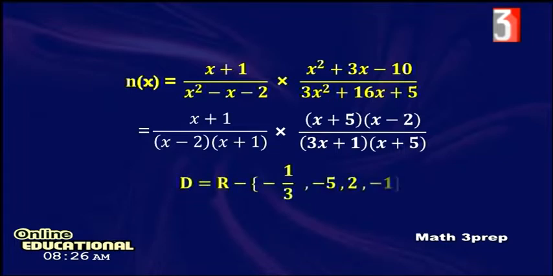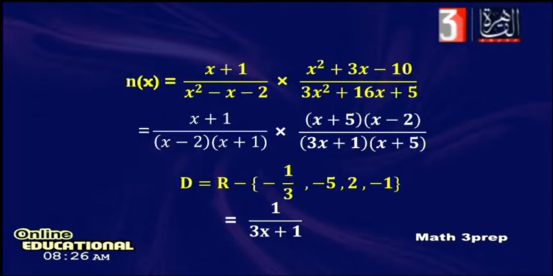Then the domain will be R except negative 1 over 3, negative 5, 2, and negative 1. Then by reducing, x plus 1 with x plus 1, x plus 5 with x plus 5, and also x minus 2 with x minus 2, we obtain a result of 1 over 3x plus 1. Let us have another example.